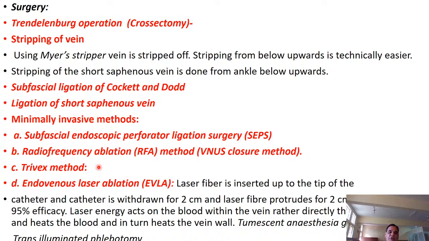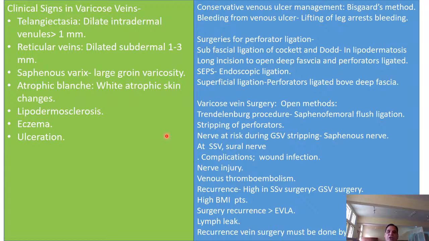This is the mainstay of today. This system is a laser fiber. This is endovenous laser ablation of a vein. This is the commonest done at present, and anesthesia is tumescent anesthesia. So this is in short. We will also consider now these graphs we should remember. This will put everything in short.